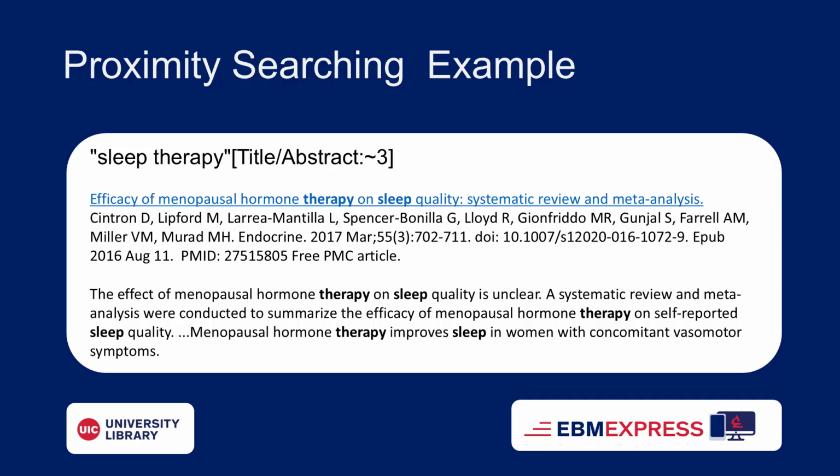Here is the screenshot showing a citation and a partial abstract from the search results for the phrase sleep therapy in the title abstract field. In this search, N, or the number of words allowed between the search terms, is set to 3. This means that there can be up to 3 words separating sleep and therapy. Also, note that the words can be in any order, as shown in this abstract, which includes phrases such as therapy on sleep, therapy on self-reported sleep, and therapy improves sleep.